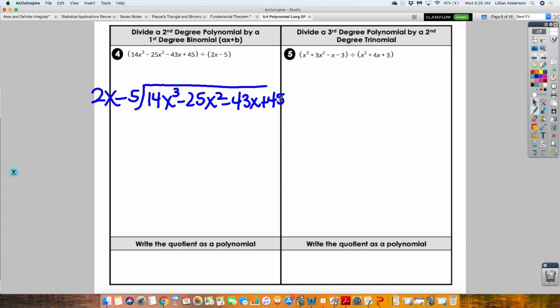So why did you have to put the 0? Because we didn't even have that x term there. Like you see how we have a negative 43x? We didn't even have that last time. So we always want to make sure we put a placeholder anytime a term is missing.